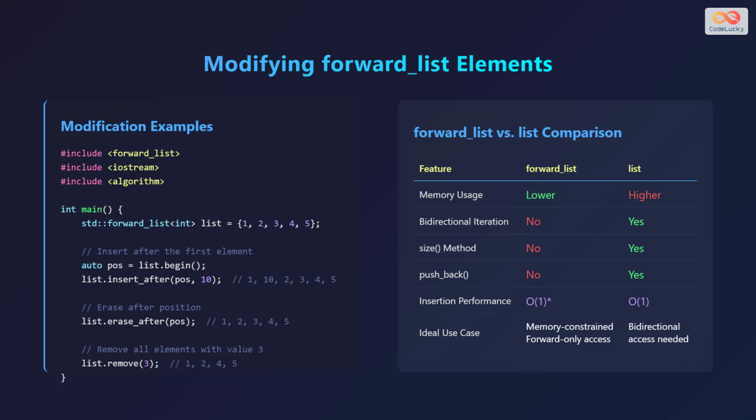On the right, we have a comparison between forward_list and list. Forward_list has lower memory usage, but doesn't support bidirectional iteration, the size method, or push_back. Both have the same insertion performance with big O of 1, given the position is known. Forward_list is ideal when memory is constrained and only forward access is needed, while list is preferred when bidirectional access is required.